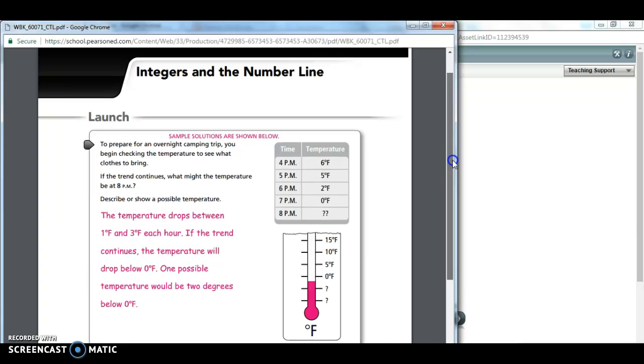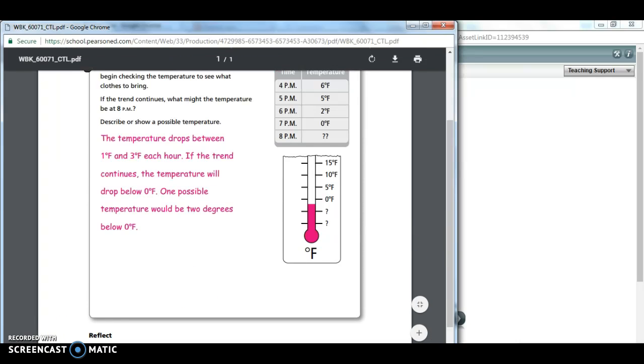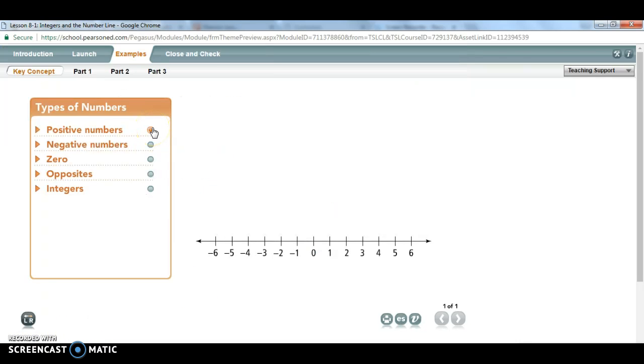Here is a possible solution for the launch problem. You can pause the video so that you can read it. Moving on to the key concept, there's different types of numbers we're going to learn about, and the first one is positive numbers.